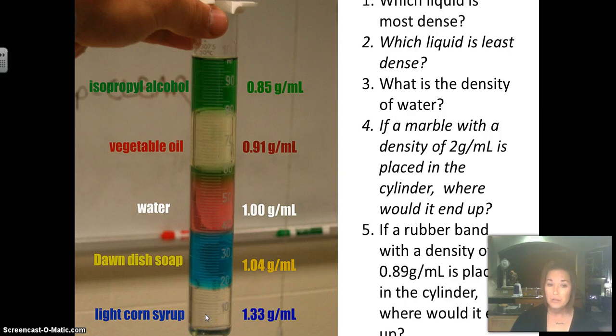If a rubber band was placed into the density stack with the density of 0.89 grams per milliliter, where would it end up? Yep, right here between the isopropyl alcohol and the vegetable oil, because it's less dense than the vegetable oil, so it's going to float on top of that layer, but it's more dense than the isopropyl alcohol, so it's going to sink through the alcohol, but then stop and float on the vegetable oil layer.